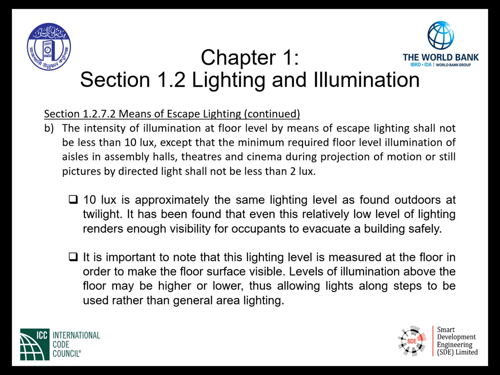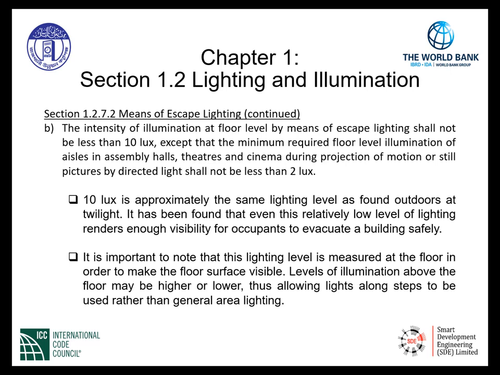Means of escape lighting continued. Item B: the intensity of illumination at floor level by means of escape lighting shall not be less than 10 lux, except that the minimum required floor level illumination of aisles in assembly halls, theaters, and cinemas during projection of motion or still pictures by directed light shall not be less than 2 lux. 10 lux is approximately the same lighting level as found outdoors at twilight.